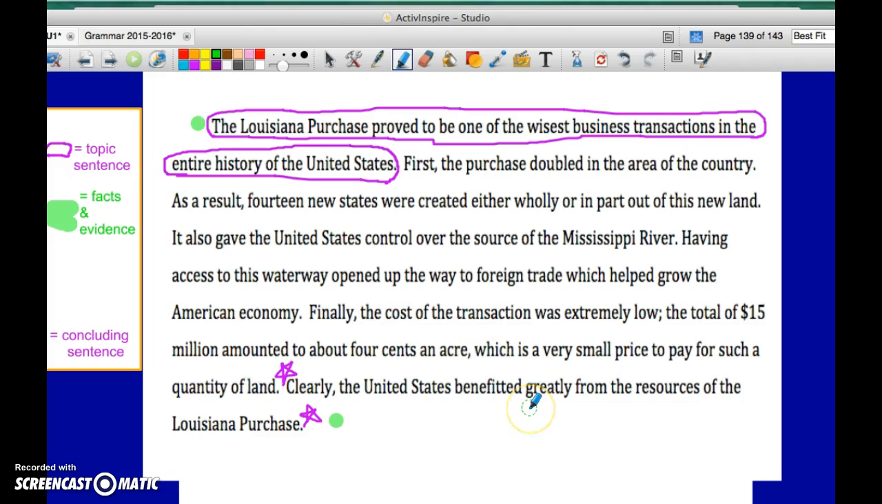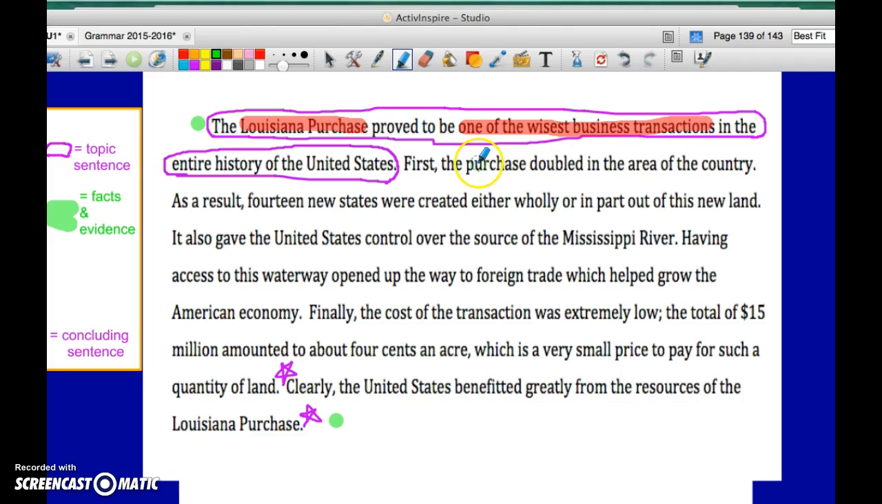And remember that evidence is those facts and details that relate to our topic. And just to reiterate, if we go back to thinking about our topic sentence, our topic is the Louisiana Purchase, and the main idea about it is that it was a really smart business choice for the United States. So we want to look for facts and information that relate to this piece. So we're going to read through this and identify those pieces together.